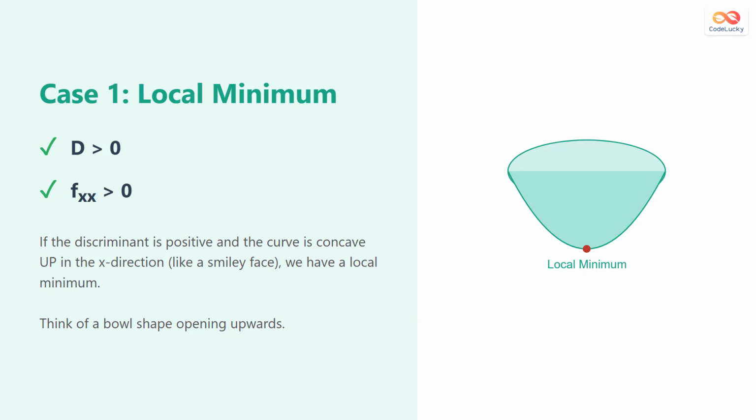Now let's look at the cases. Case 1 is a local minimum. This happens if two conditions are met. First, the discriminant D must be positive. Second, f_xx must be positive. This means the surface is curving upwards in all directions, just like a bowl.